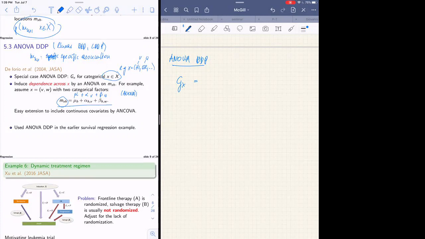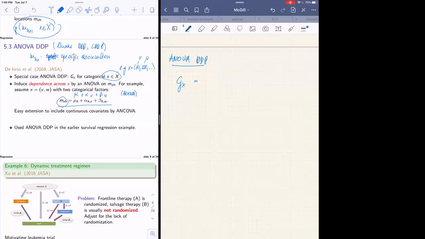What's going to come up in a moment is that these discrete distributions are really ugly. For many applications, we need continuous distributions. How do we achieve continuous distributions? Well, just take each of these point masses and smear it out. That means an additional convolution with a kernel, for example, a Gaussian kernel. And then we get an ANOVA DDP mixture of normals.